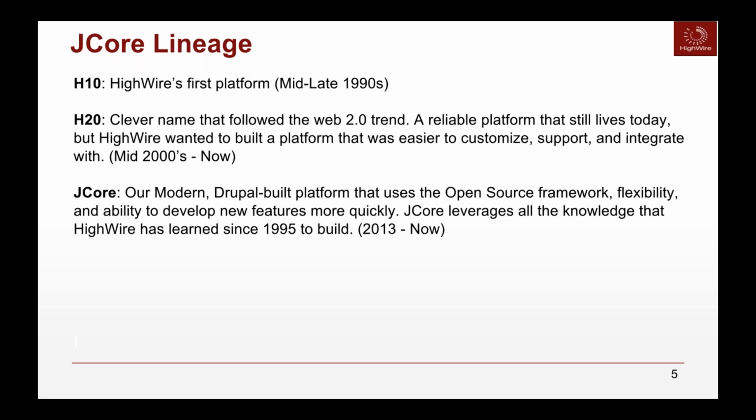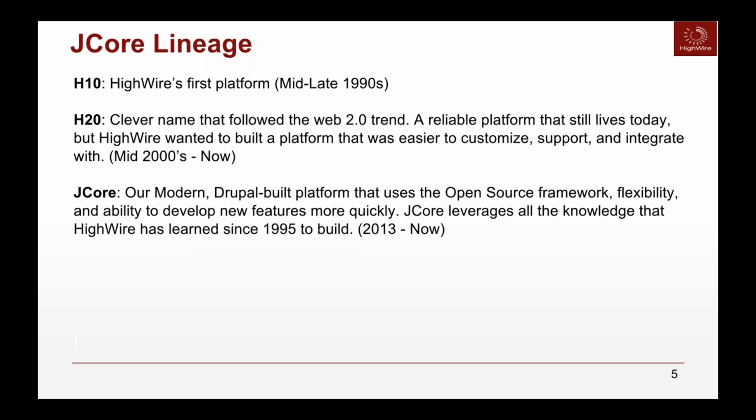It was more or less a clever name based around the Web 2.0 trend that's sort of disappeared behind the scenes now. But it was a reliable platform that actually is still around today. We have about 143 journals on H2O currently. And the reason we wanted to start shifting away from it, beyond the technologies, is we wanted a platform that was easier to customize, support, and integrate with, which is now JCore.